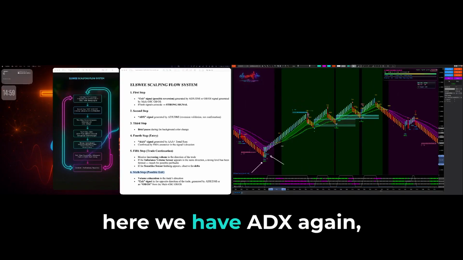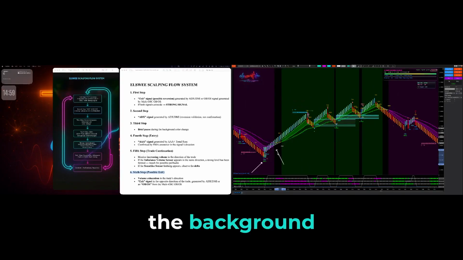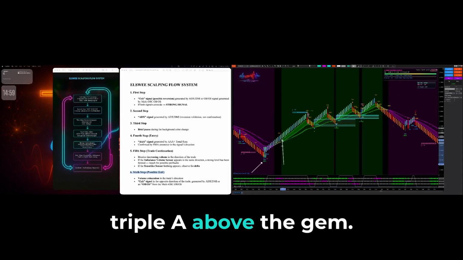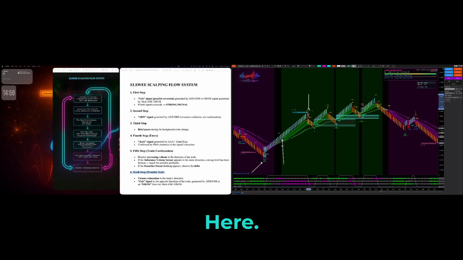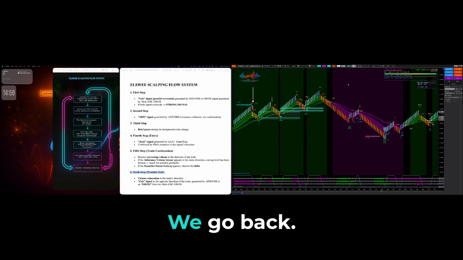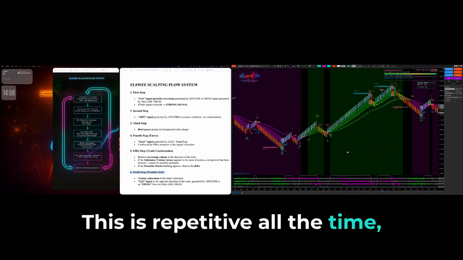Here we have ADX again, the background. AAA above the gem. We're off. Where do we exit? Here. We go back. Another one, this is repetitive all the time.